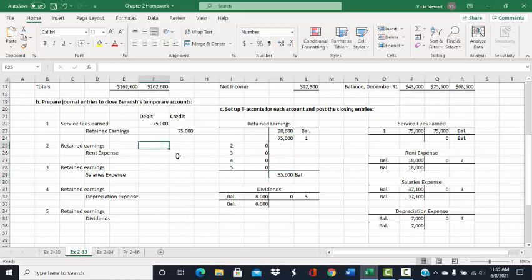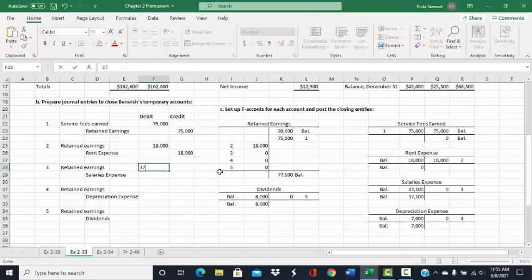Now we're going to close each of our expense accounts. Notice that all the expense accounts have debit balances. So to close those, we're going to credit each one of these and we're going to debit retained earnings. So for rent expense, we're going to debit retained earnings for $18,000 and credit rent expense for the same amount. And notice that that balance dropped to zero when it posted.